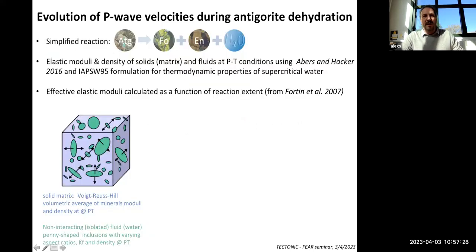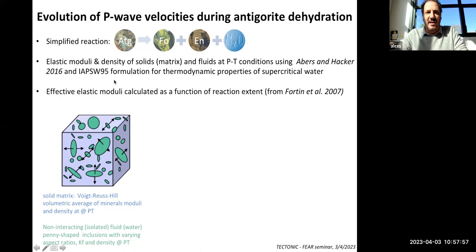Okay, so one of the things is to try to understand why the wave velocity drops. You can write the reaction in a simplistic way, where you say antigorite gives forsterite plus enstatite plus water in a stoichiometric way. And then you take the elastic moduli and the density of solids at the PT conditions that we're working at, using a thermodynamic database.